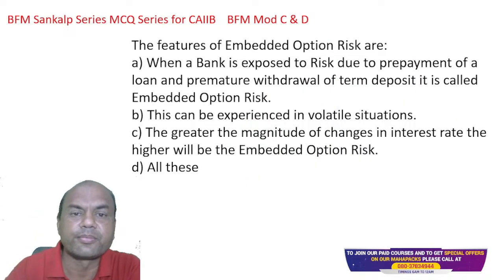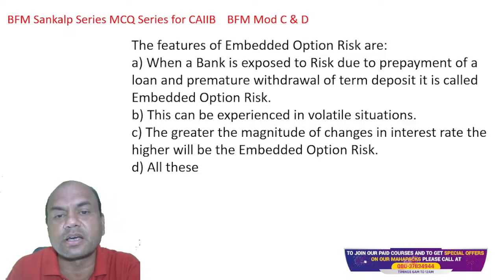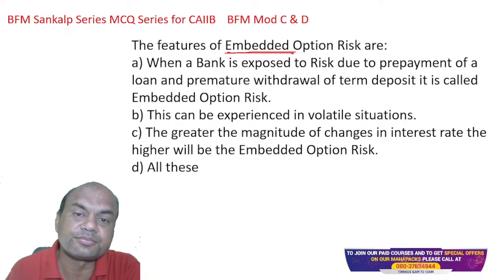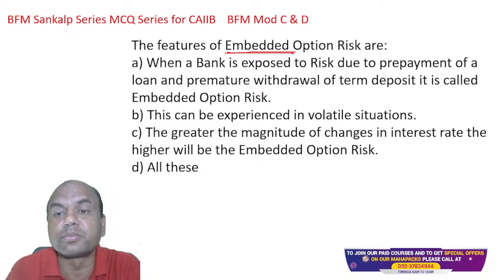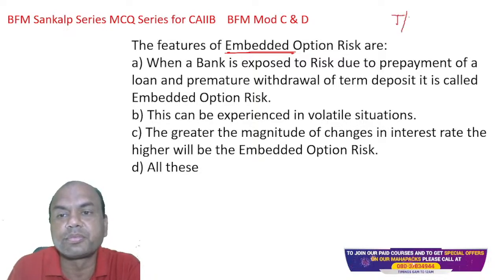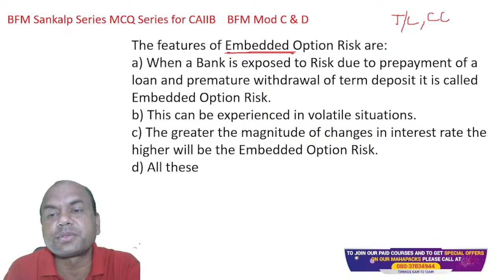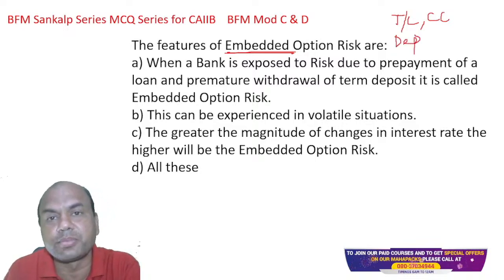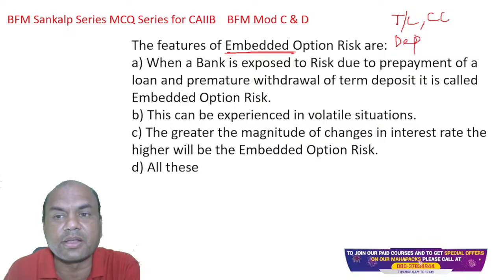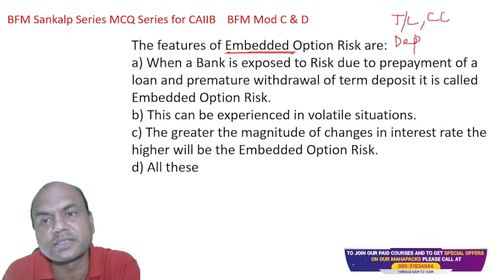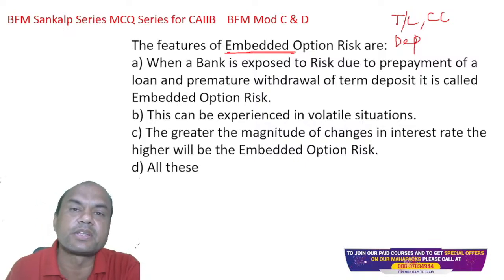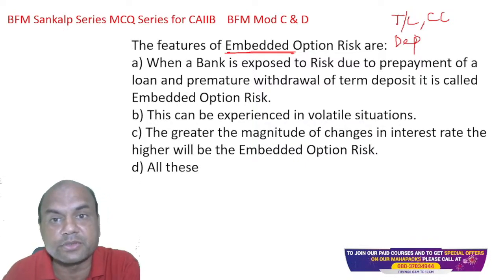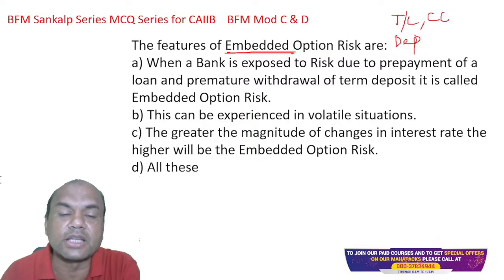The features of embedded option risk are... embedded option means what? What is embedded option risk? It means anyone can repay my loan. Suppose I have given a loan to somebody, a term loan or CC. The customer comes tomorrow with all the money and says, okay, bye bye, take your loan back. Or a deposit: the customer comes tomorrow with the deposit receipt and says, take this receipt, give me my money. So this is embedded option risk, where the customer can withdraw their deposit funds anytime or repay their loans anytime.